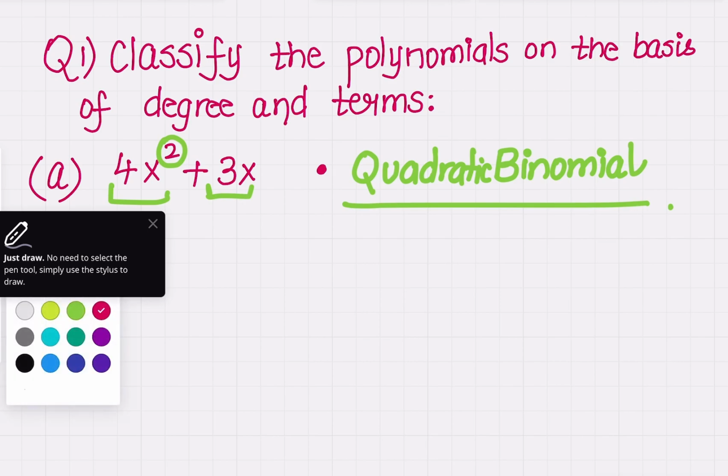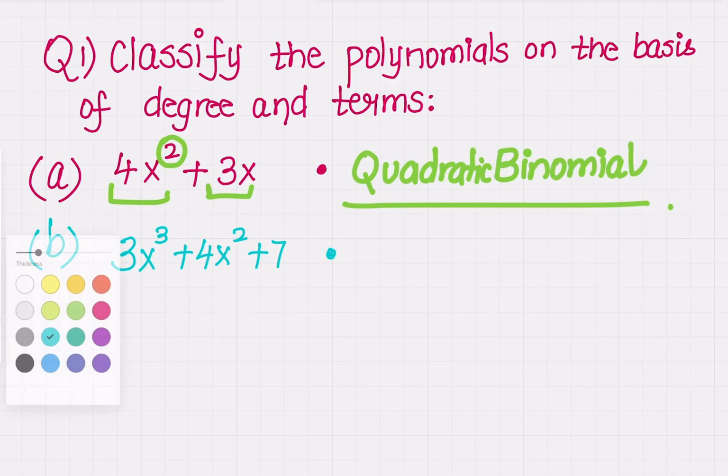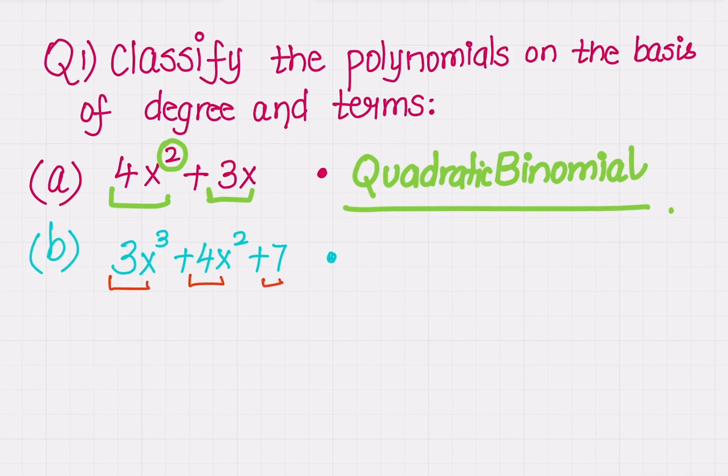All right, let's take a look at our next one here, which is going to be 3x cubed plus 4x squared plus 7. So now you can pause the video a little and identify what type of polynomial it is going to be on the basis of the degree and the number of terms. So we can see that the number of terms here are going to be 3: 1, 2, and 3. So we can say that this is a trinomial.